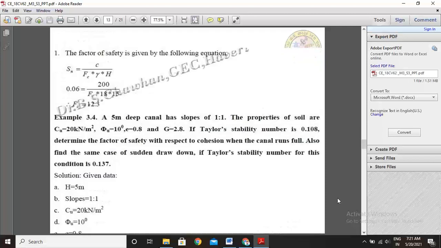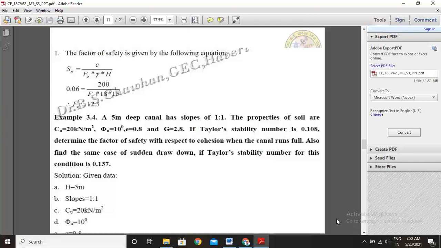Next, procedures. The factor of safety is given by the following equation, based on this concept, Taylor stability number Sn equal to C by Fc into gamma into H. Now substitute the values in these equations. Sn is 0.06, C is 200 divided by Fc, as usual this is required, gamma is 18 and H is 15. Now we are getting factor of safety with respect to cohesion is 12.3. This is the solution of this problem. Now you remember only the formula.